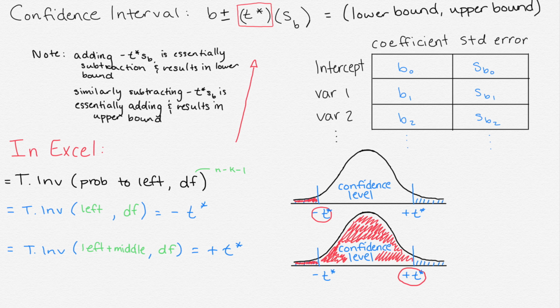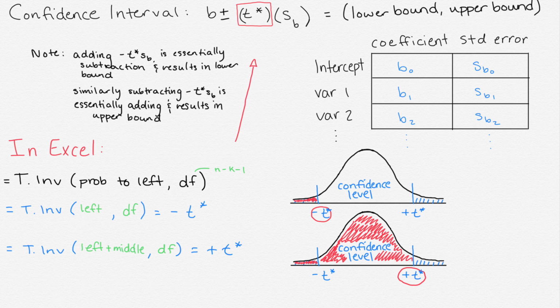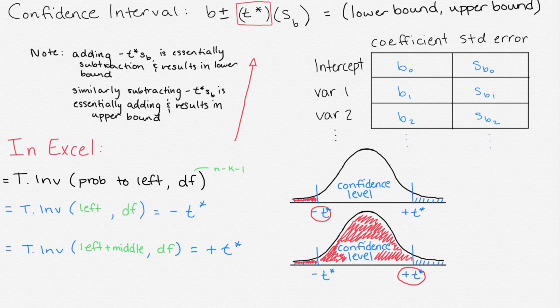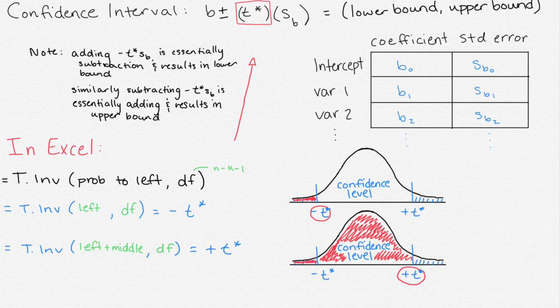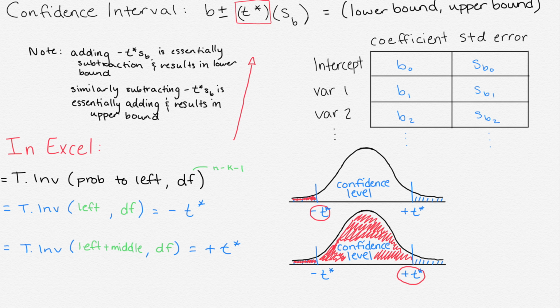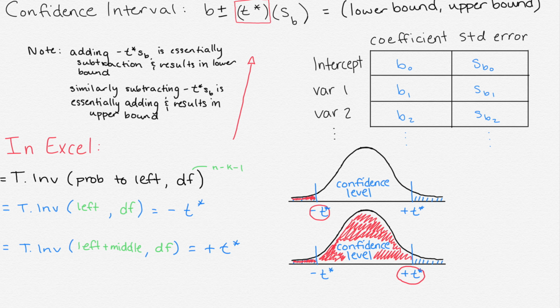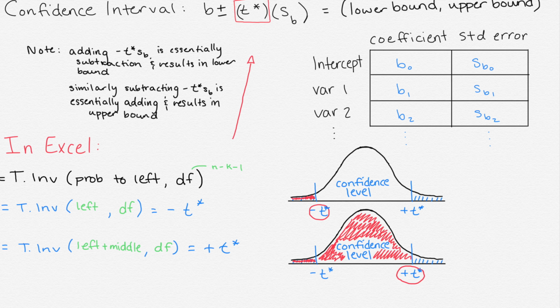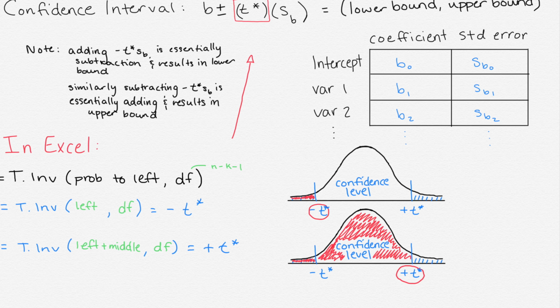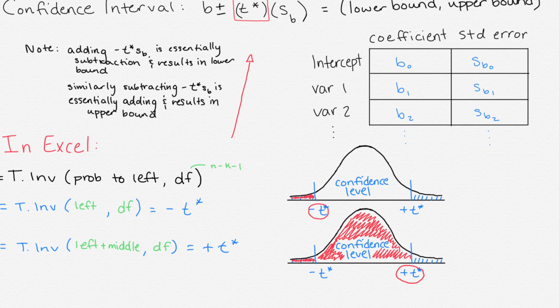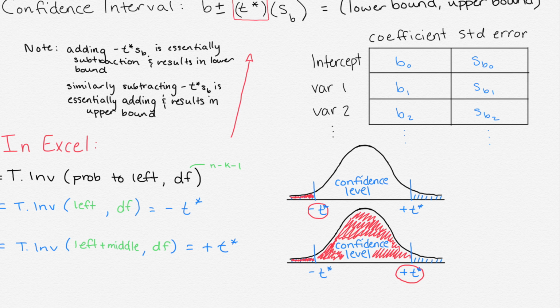However, if you find and use the negative t-star value, what you'll end up doing is adding a negative value, which is basically subtraction, and subtracting a negative value, which is basically addition. So, in essence, if you decide to use your negative t-star value in this calculation, subtracting will give you the upper bound, and adding will give you the lower bound.